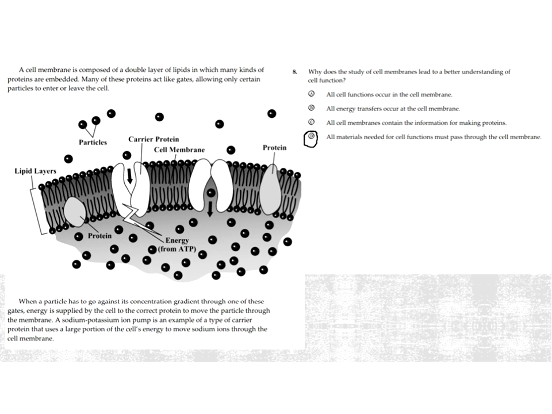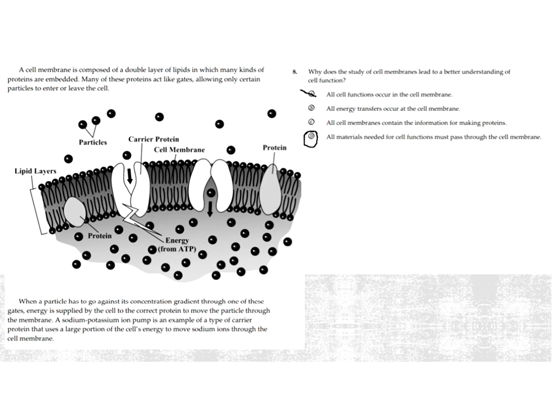The next question that goes with this particular stem is, why does the study of cell membranes lead to a better understanding of cell function? Again, the correct answer is D. All materials needed for cell functions must pass through the cell membrane. We know that the cell membrane controls what comes in and out, so this is the best answer here.